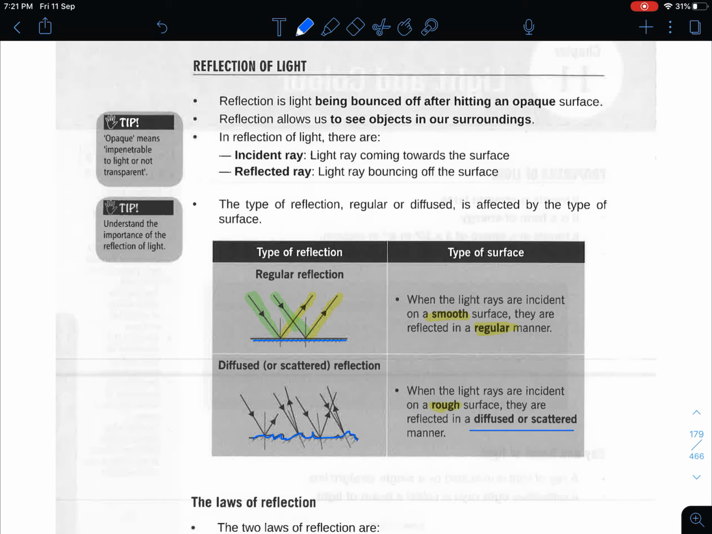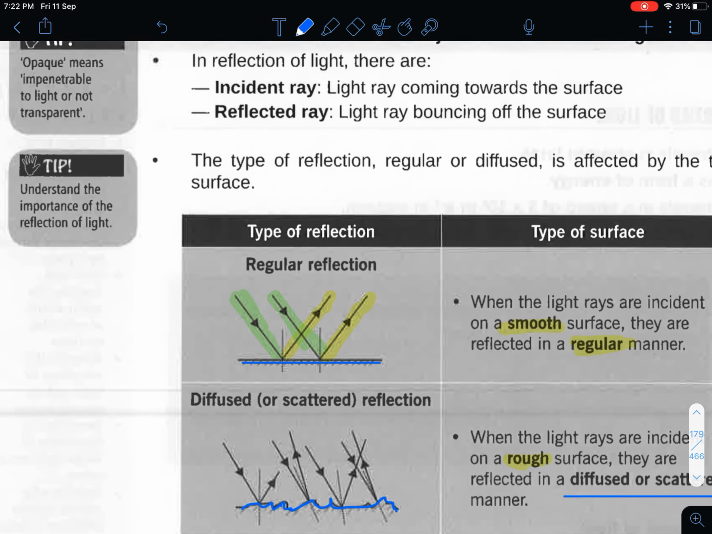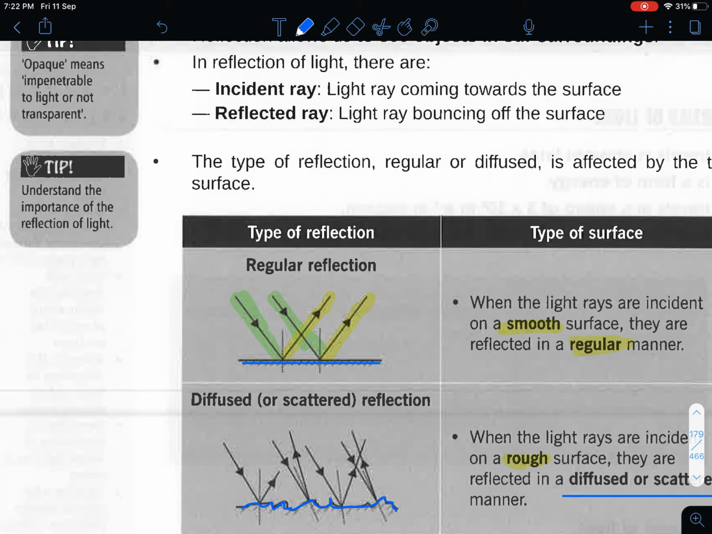Now another thing is that reflection of light has 2 main identities: incident ray and reflected ray. The incident rays are the ones highlighted in green, where they tend to be the light rays coming towards the surface from a particular source. So this is known as your incident ray. On the other hand, the one in yellow is known as the reflected ray, and this is where the light ray bounces off the surface. So you would see that the angle of the incident ray would tend to be the same as the angle of the reflection.